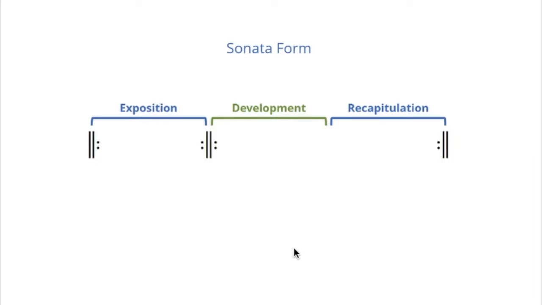Hello everyone. In today's lesson, we're going to learn about the development section of the sonata form. By now, you should be familiar with this sonata form diagram. Repeat signs divide the sonata form into two major parts. The first part is the exposition, and the second part contains the development and the recapitulation.